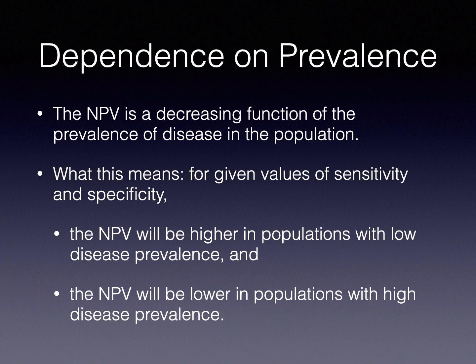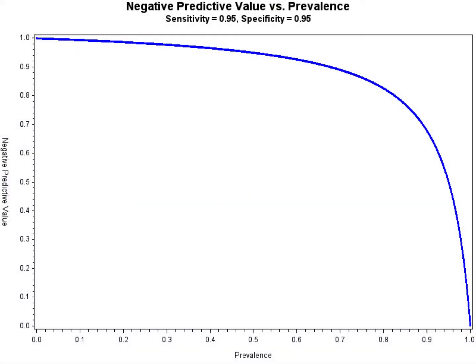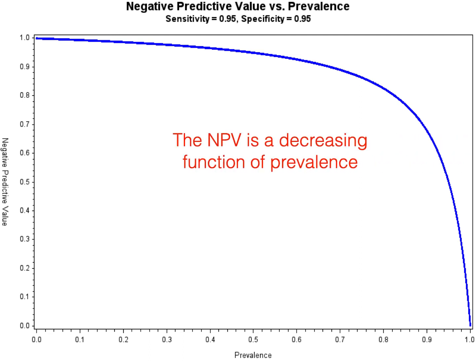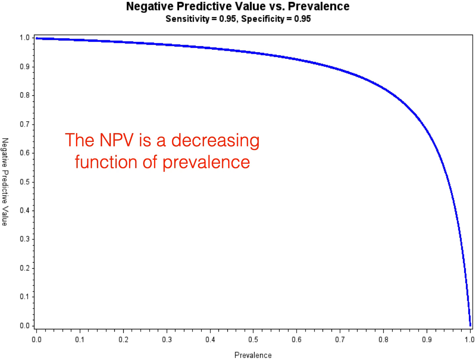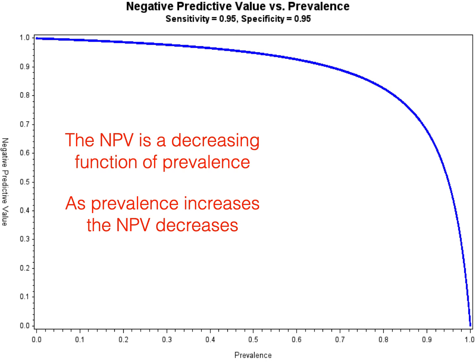came back negative. And so here's a graph of the NPV as a function of prevalence, again for a screening test that has a sensitivity of 0.95 and a specificity of 0.95. And we see here that the NPV is a decreasing function of prevalence. As the prevalence increases, as we move to the right on that horizontal axis, the NPV decreases. It decreases slowly at first. Then, once we get to about 0.7, it really starts to decrease rapidly.